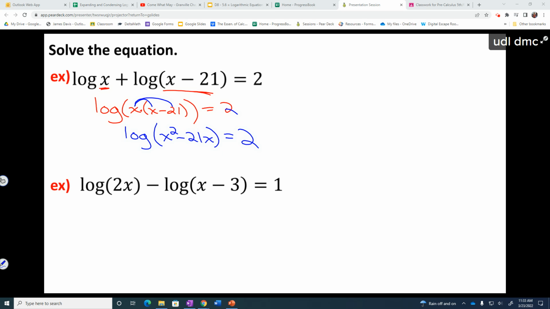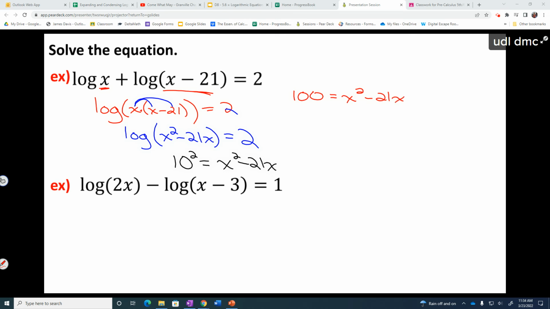All right, now we can go ahead and do exponential form. Just remember, if there's no number here, that's a 10, so we're going to do 10 squared equals x squared minus 21x. Now, a little bit different from this point because we got x squared and we got x's and then we got a number over here. So obviously it's 100 divided by 1.